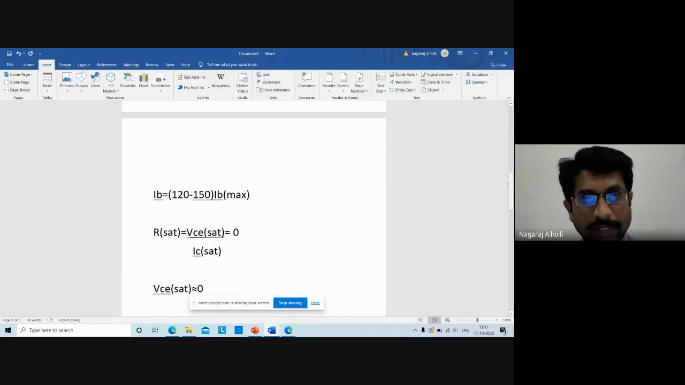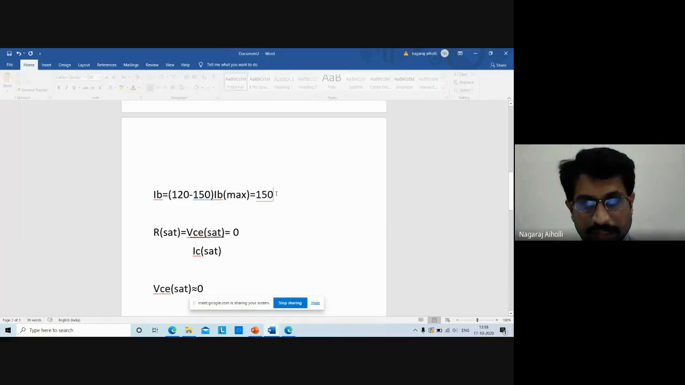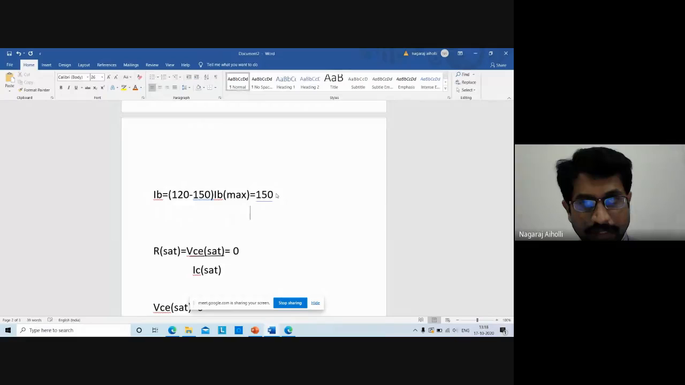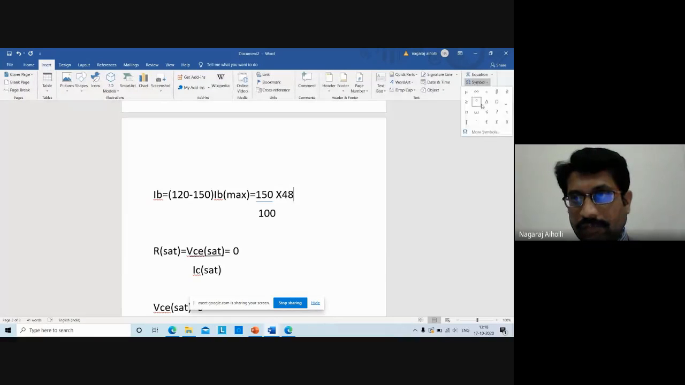Now we have to apply this condition. The condition is IB should be 120 to 150% of IB max. So let us take the highest value, that is 150% of IB max. For 100 it is 150%, so 150 divided by 100. Therefore, for what value you have to calculate? IB max, which we just calculated as 48 microampere.